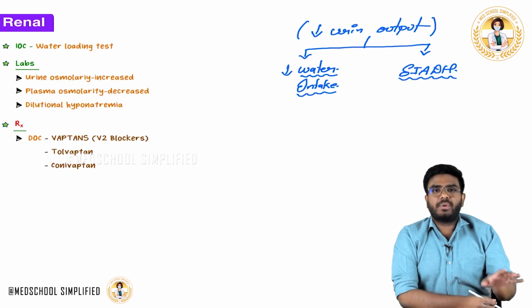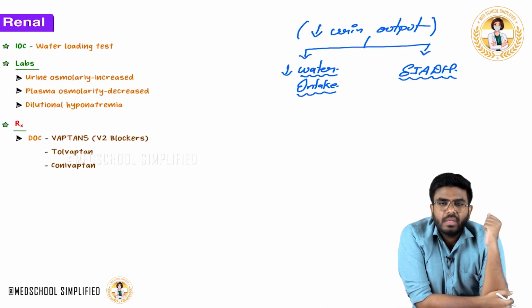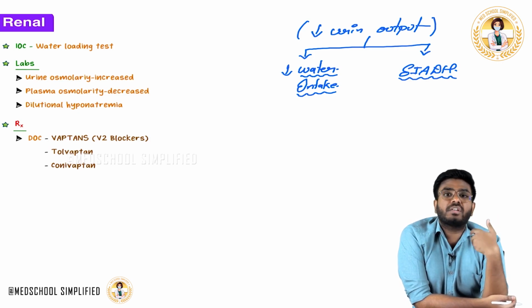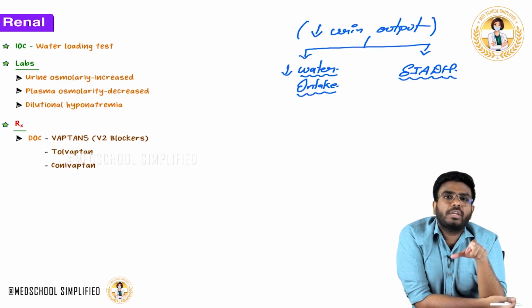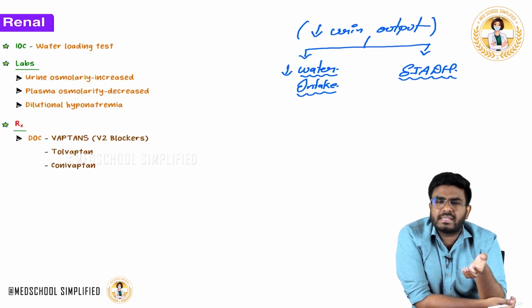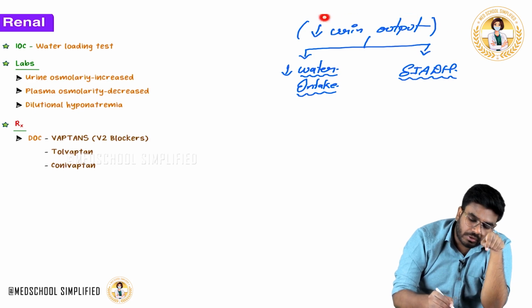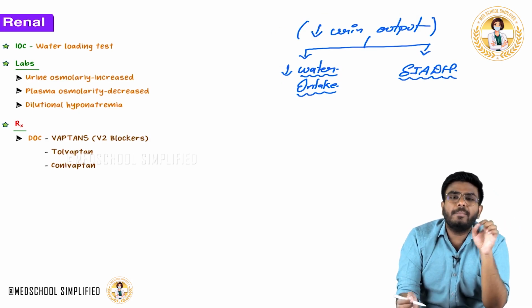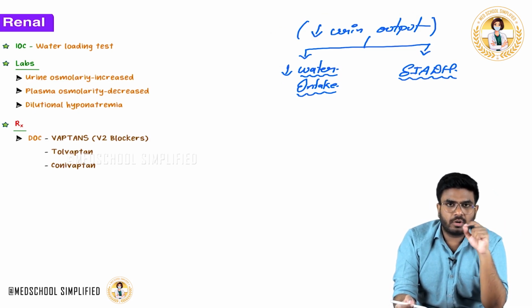Now you are going to ask the patient to stay in the hospital and take more water. You are loading this patient with water, and you are going to check the urine output. In a healthy individual, if you take a lot of water, automatically your urine output increases. If this patient is having less urine output because of less water intake, when you give water, his urine output is going to increase.